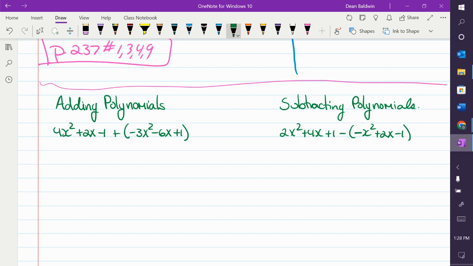So adding polynomials. We have 4x squared plus 2x minus 1, plus negative 3x squared minus 6x plus 1. How do you add polynomials? What about the brackets around the second one? You just remove the brackets when you're adding.